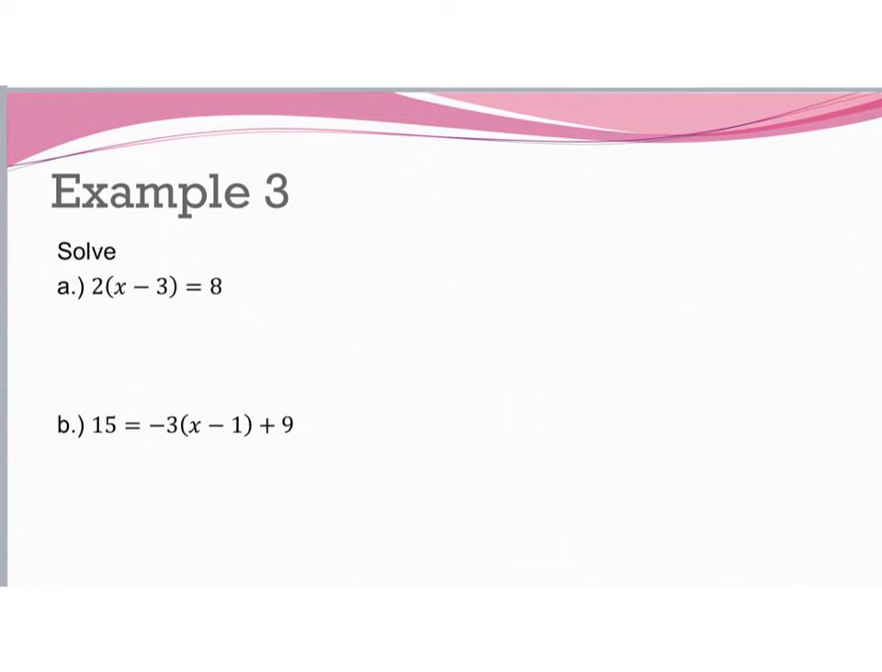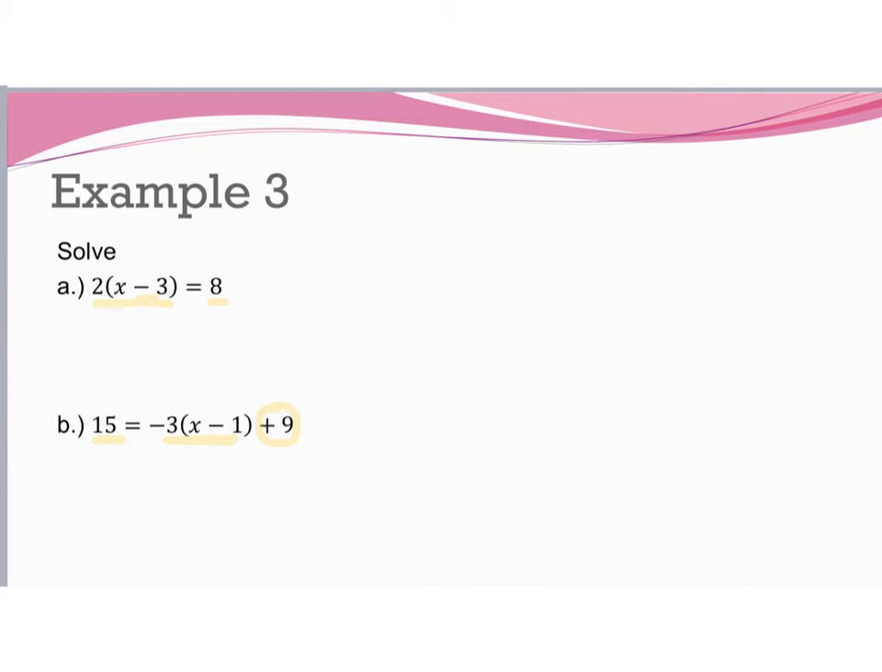Now example 3, part A and part B look kind of similar, but I want to point out to you that part B is slightly different in the fact that both of them have a product, okay? You can see that here. They have a number outside that needs to be distributed, okay? They're both set equal to a number, but part B has this plus 9 piece. So we are going to treat them just a little bit different.